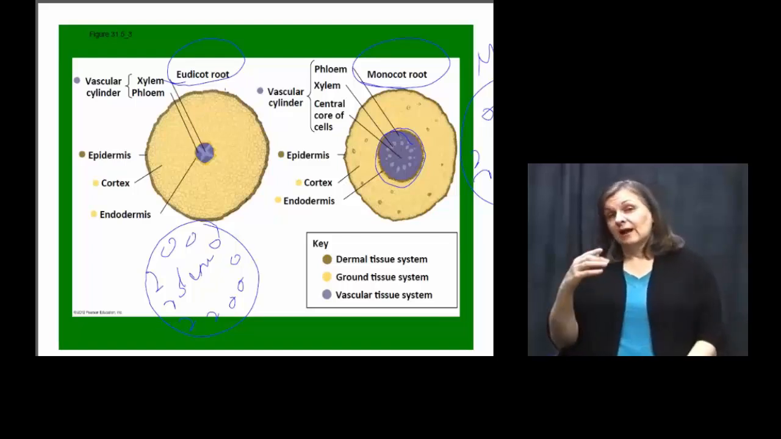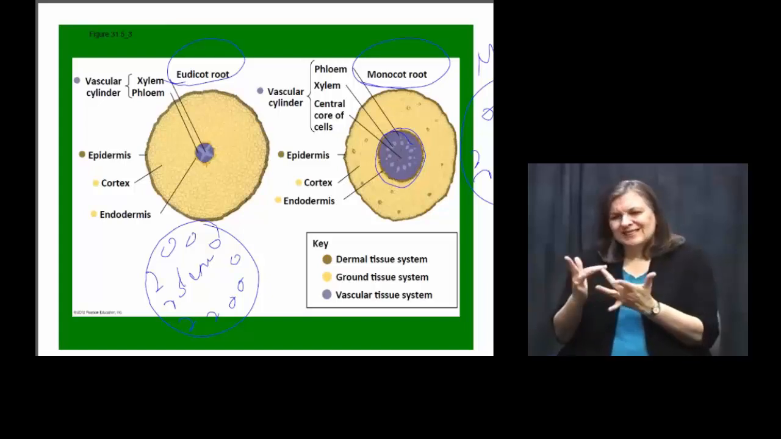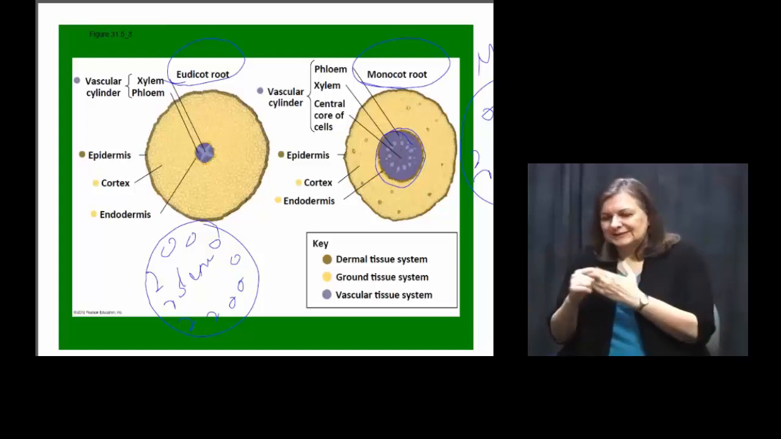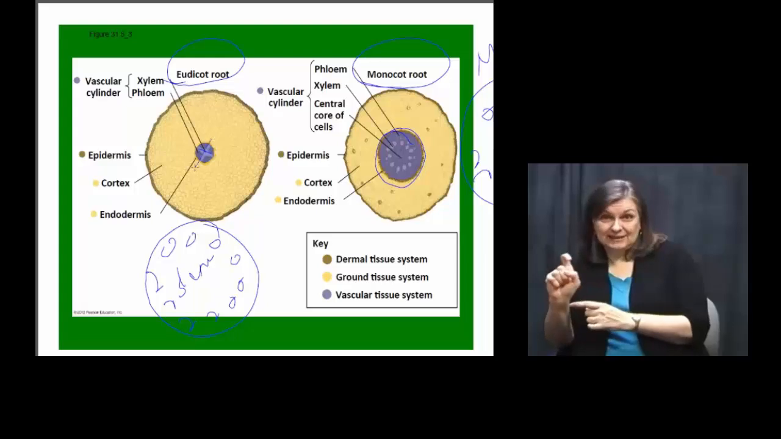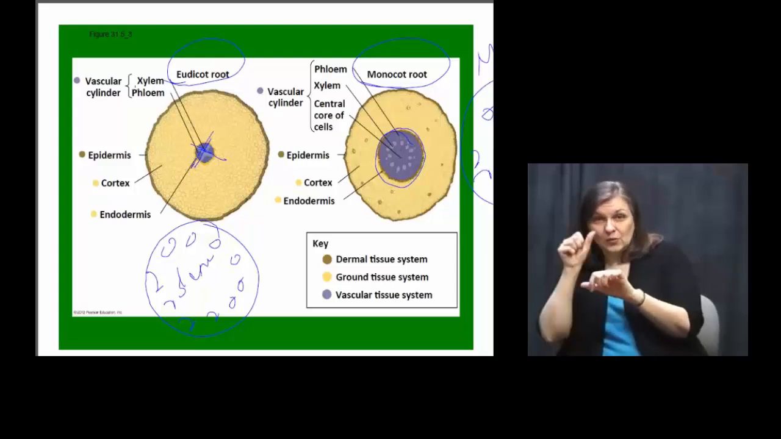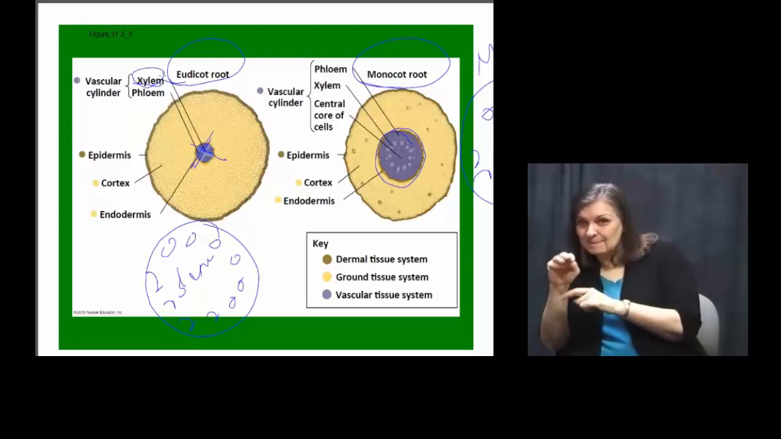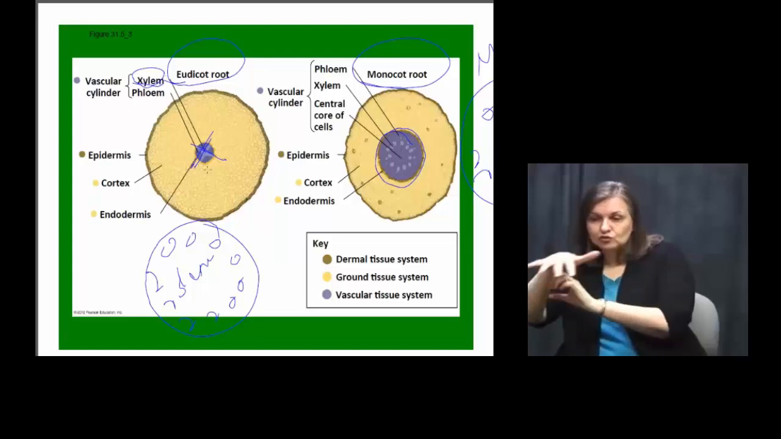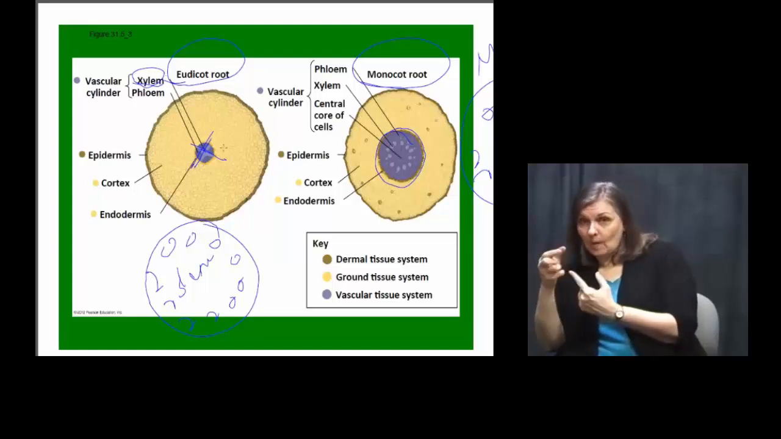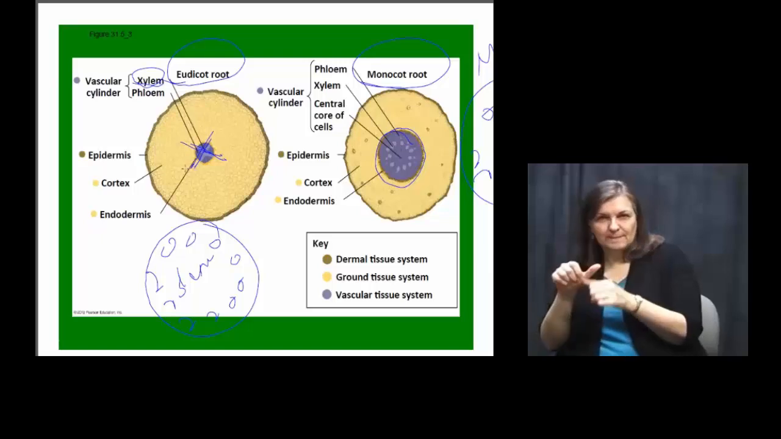In our dicot root, notice that the lighter tissue, that xylem, actually makes an X in the middle. See that? So that'll help you remember that the xylem is in the center, surrounded by the phloem. This will be important later on, but that X helps you remember xylem.